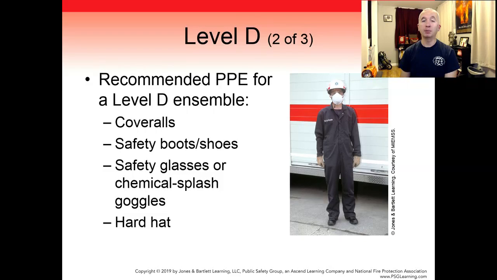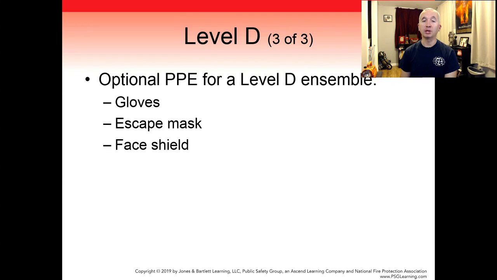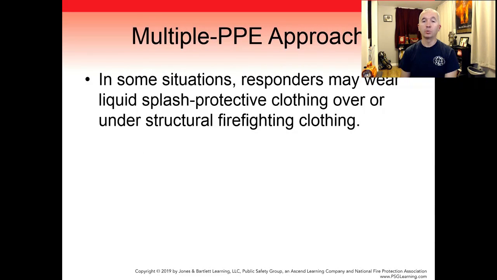The recommended PPE for a Level D ensemble covers coveralls, safety boots or shoes, safety glasses or chemical splash goggles, and a hard hat. Optional PPE for Level D ensemble can include gloves, an escape mask, face shields. With multiple PPE approaches, a responder may wear liquid splash protective clothing over or under structural firefighting clothing in some situations.